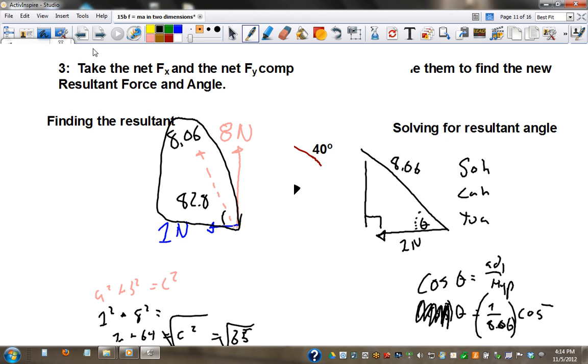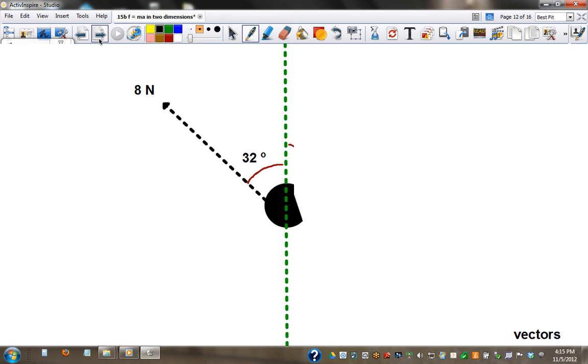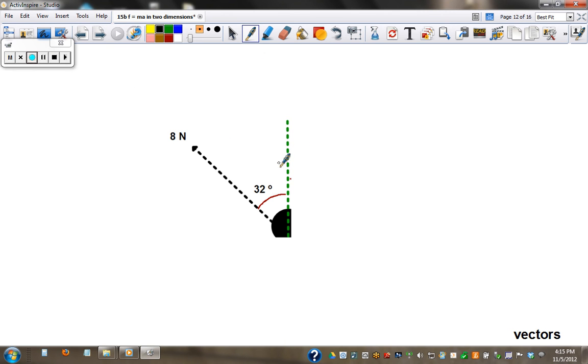Let's look at a real example now. Okay, this might be something that you see on a test. First thing to do is break them up into components. So let's take a look. We'll do them one at a time. Here's the first one. I want to know F in the y direction, and what's the force in the x direction. So this would be hypotenuse, and this would be the adjacent.